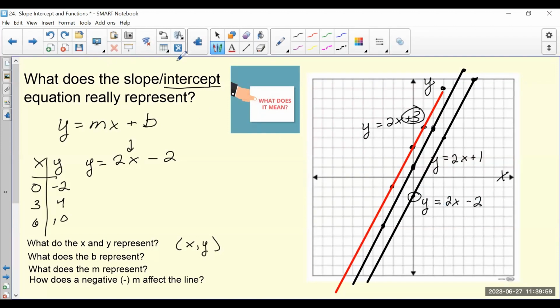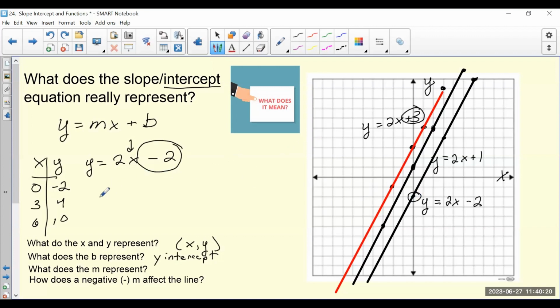So the slope-intercept equation, what does the b represent? It's the y-intercept, which means where it crosses the y. So we could look at this right away and know that we're going to cross right here.